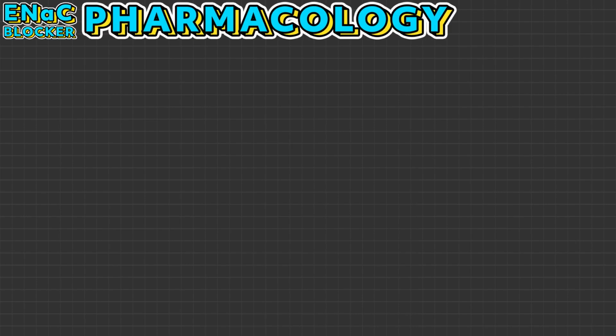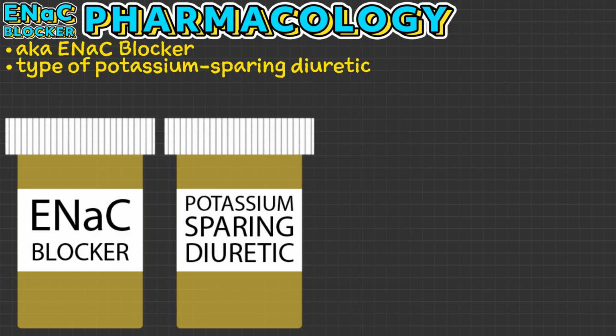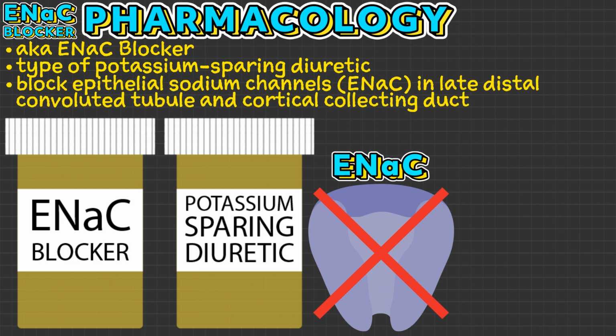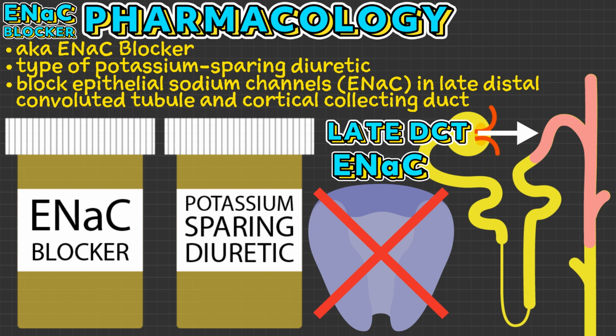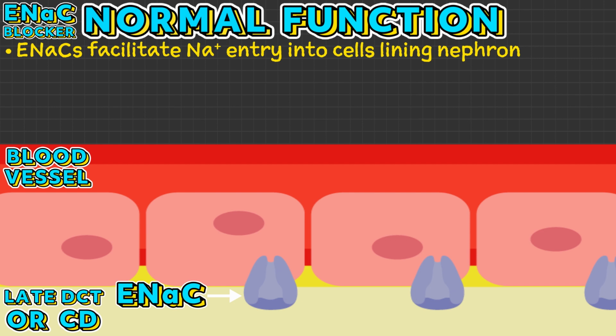Epithelial Sodium Channel Blockers, or ENaC Blockers, are one of two types of potassium-sparing diuretics available. They block epithelial sodium channels in the late distal convoluted tubule and cortical collecting duct. Normally, these channels facilitate the entry of sodium into the cells that line this particular section of the nephron.